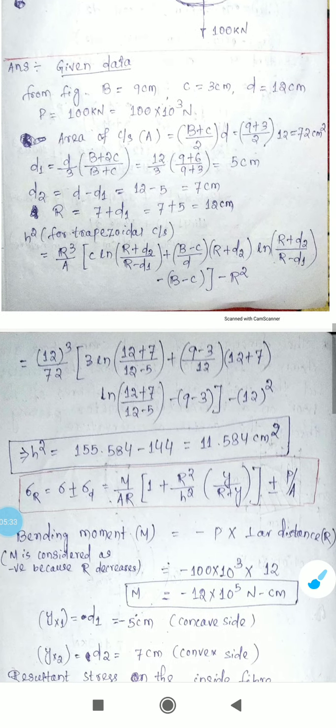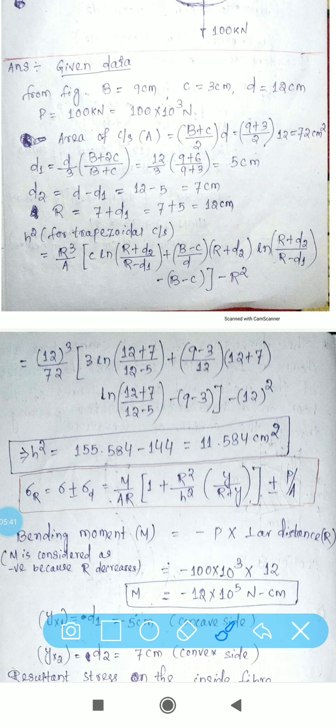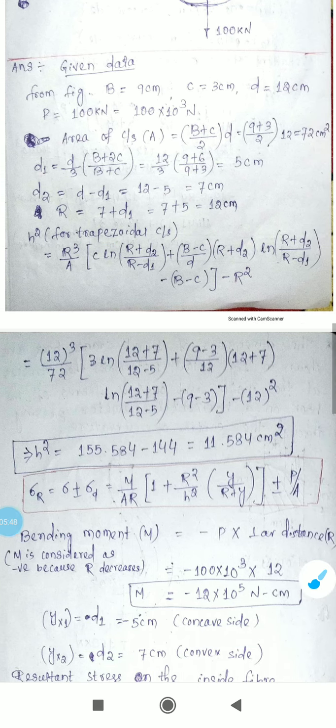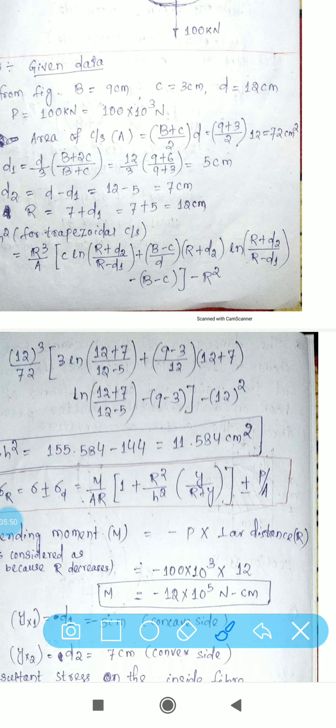Then you put the expression for calculating the S square value. So put the expression for S square of a trapezoidal cross section. This is your expression for a trapezoidal cross section.